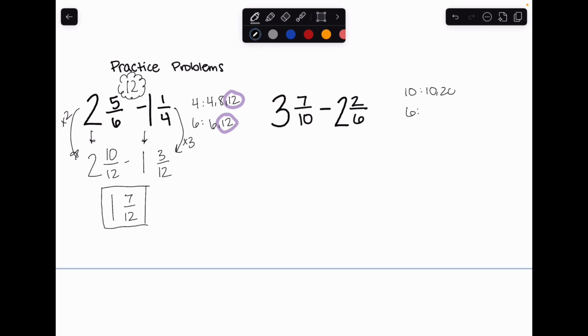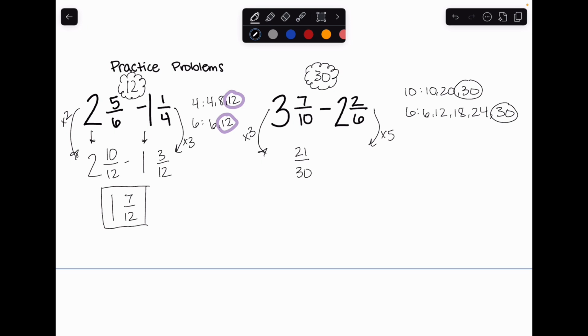Eventually you'll get good enough where you can list out your multiples and you'll see where they line up. I already know that 6 goes into 30, so that's going to be my least common denominator. And I can multiply 10 times 3 and 6 times 5. 7 times 3 is 21. We already know that 10 times 3 is 30. 2 times 5 is 10. And 6 times 5 is 30.